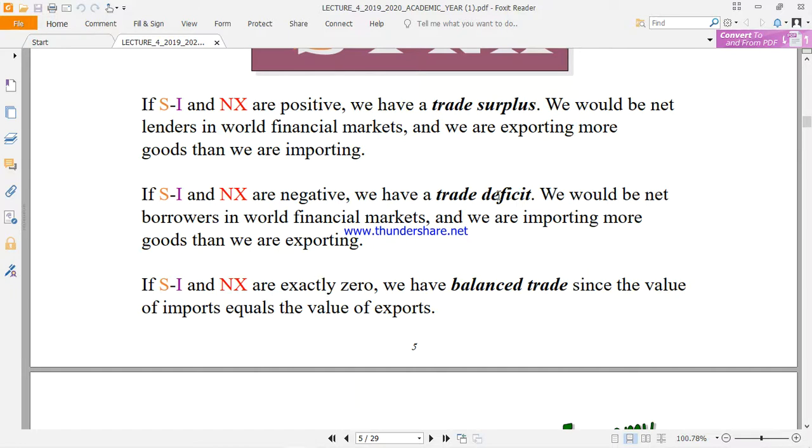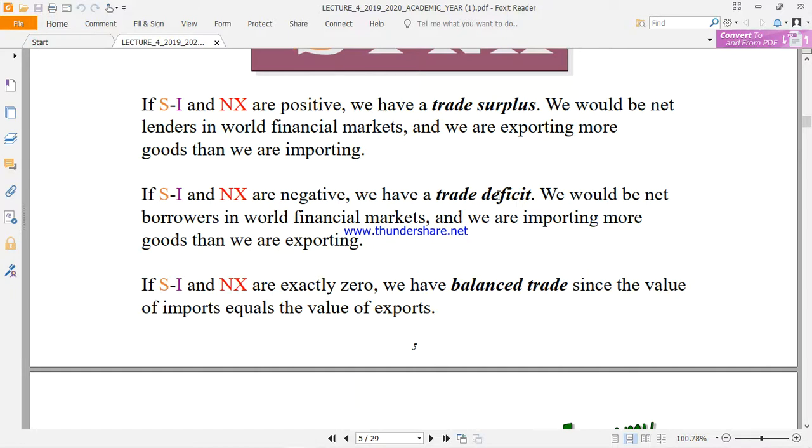And if that is the case, then you're going to run a trade deficit, because it is now the opposite. Instead of us exporting, we're actually importing more. We are importing more money from them than we are selling money to them. So in that case, we are going to run a trade deficit. So a trade deficit occurs if and only if savings are less than investment. And a balanced trade only occurs if savings minus investment is exactly equal to net export.